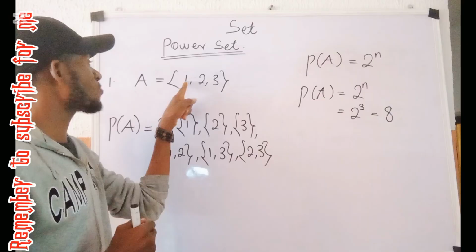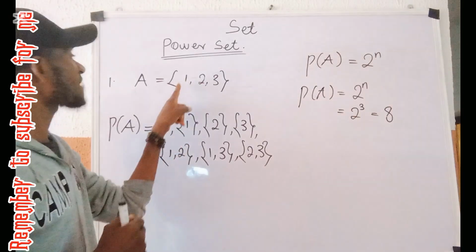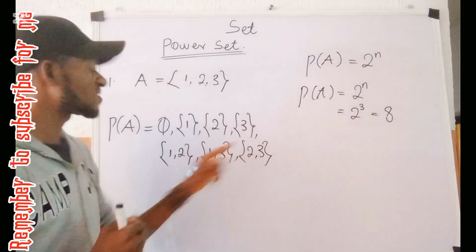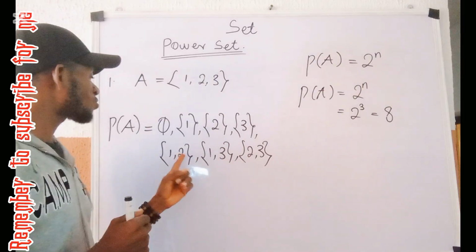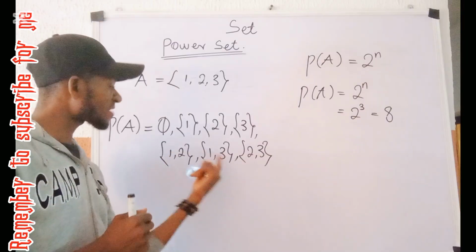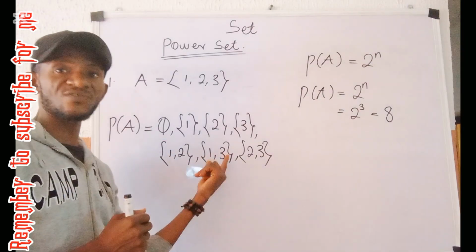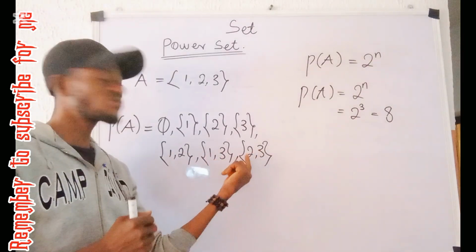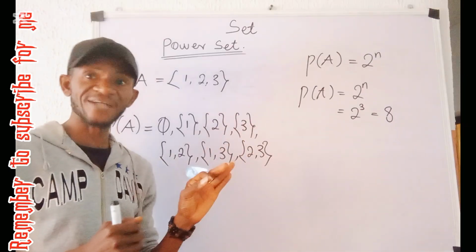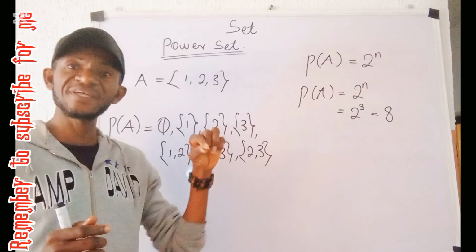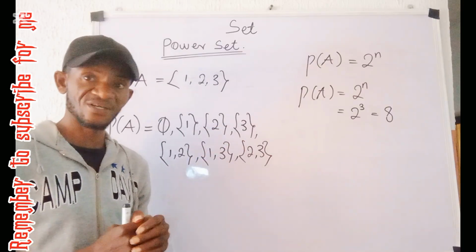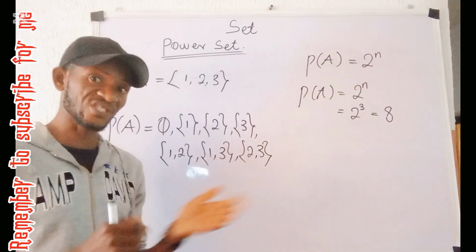Because we have taken 1 and 2, which is here. We have taken 1 and 3, which is here. We have taken 2 and 3, which is here. If you talk about 2 and 1, it is the same thing as 1 and 2. If you talk about 3 and 1, it is the same thing as 1 and 3. And if you talk about 3 and 2, it is the same thing as 2 and 3. Because we had earlier said that the position of the element inside the set does not change the value of the set, or change the cardinality of the set.